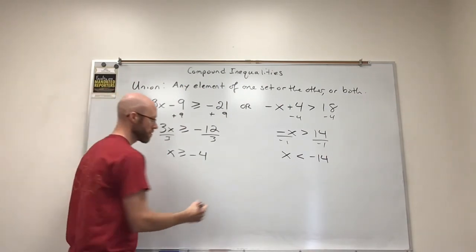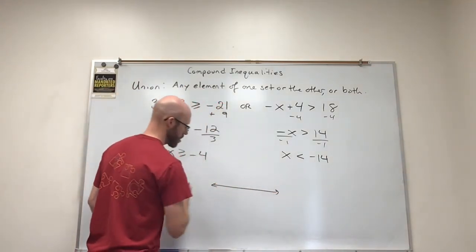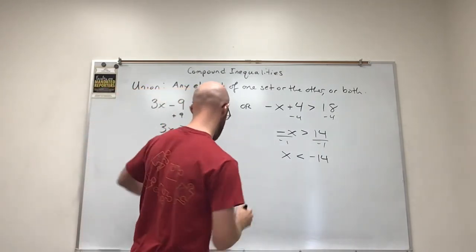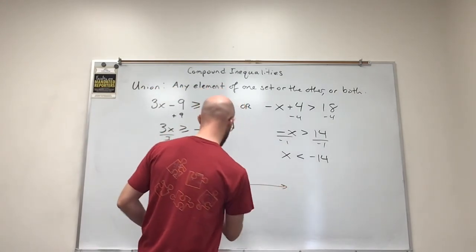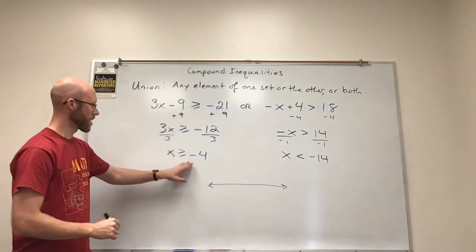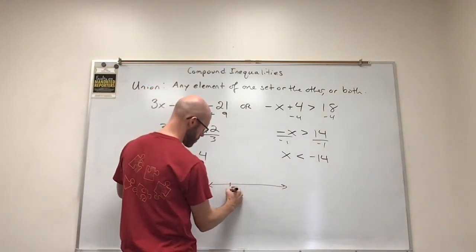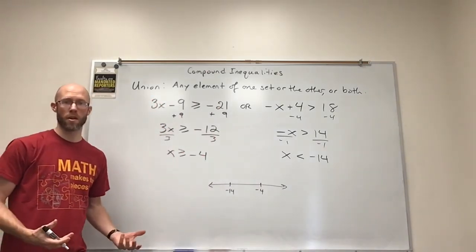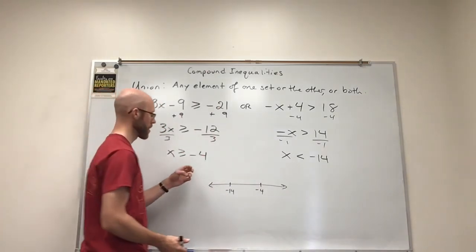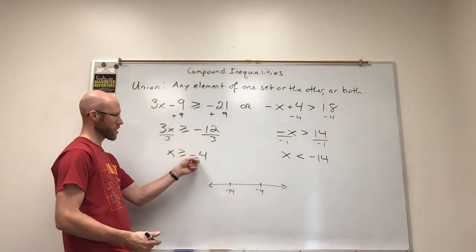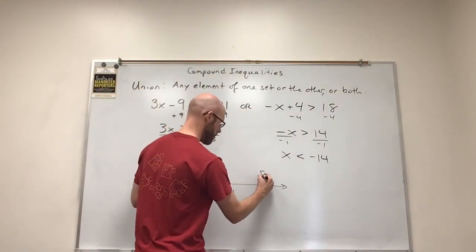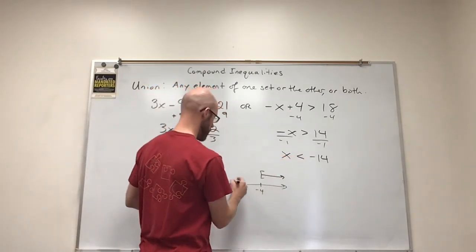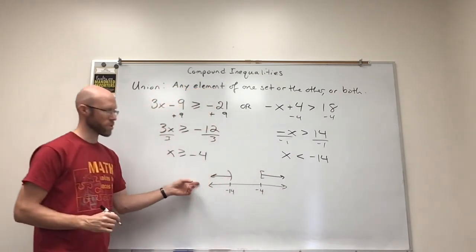So the final union can be found by plotting a graph. Let's actually make that look a little more horizontal. There we go. -4 and -14 are the two numbers on the graph. Always want to put them in the order they would appear on a number line, so -14 is on the left. This one, x is greater than or equal to -4, is going to be all the numbers to the right there. X is less than negative 14 would be numbers to the left.